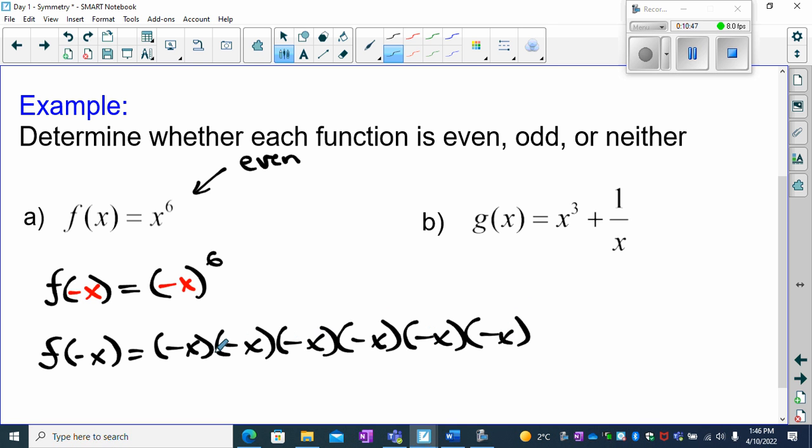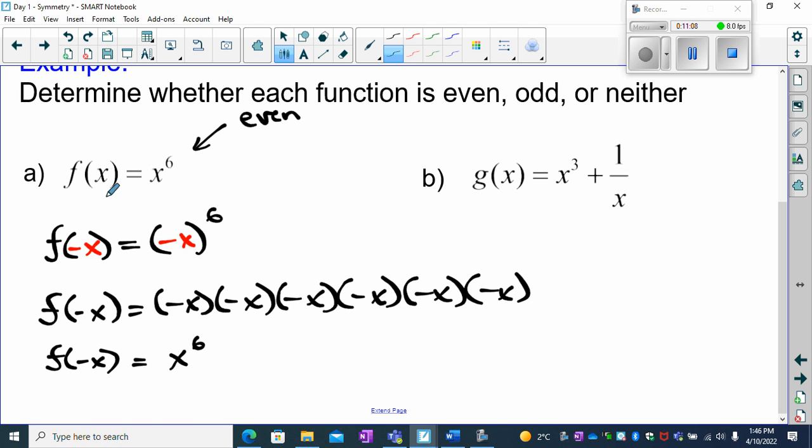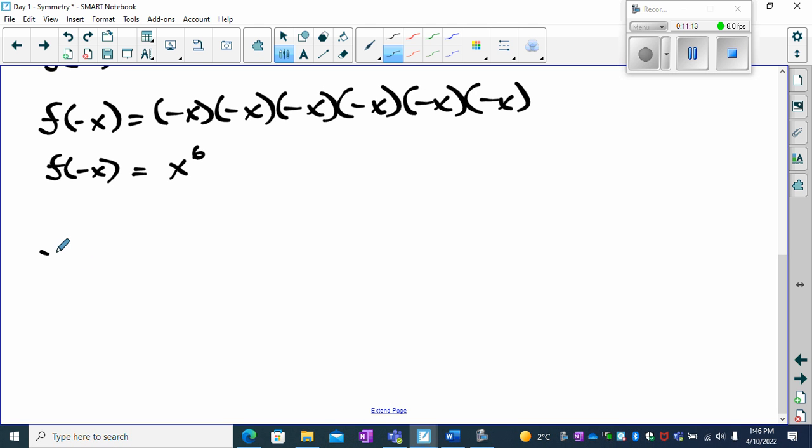One, two, three, four, five, six negatives multiplied together gives me a positive. X times x times x times x times x times x would give me x to the 6th. f at negative x is equal to x to the 6th. Well, check this out. That's what f of x is equal to as well. So therefore, I can say that f at negative x equals f at positive x. That gives me an even function.